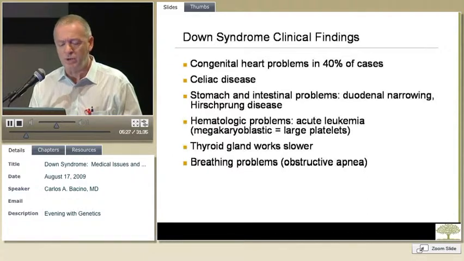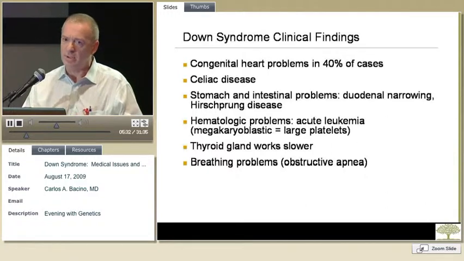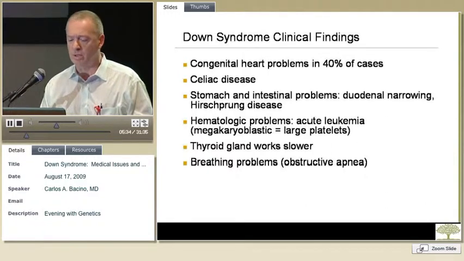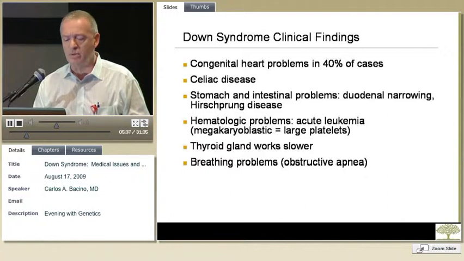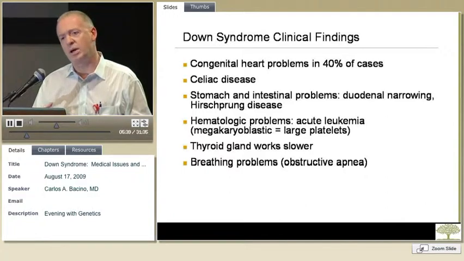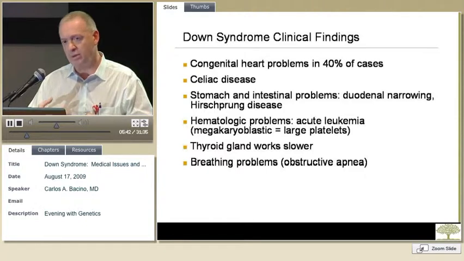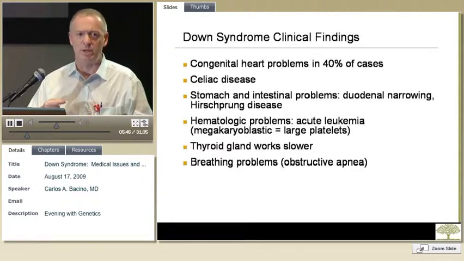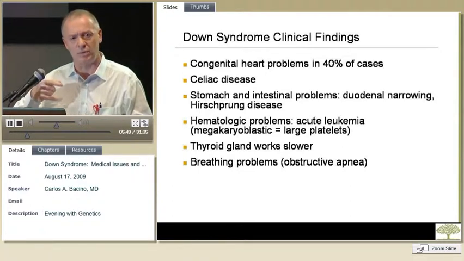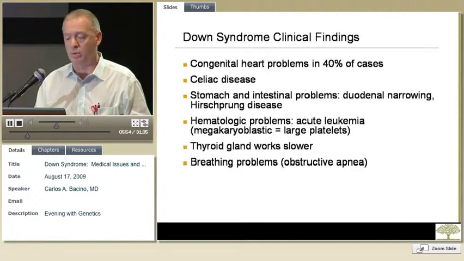But I'm going to spend a little bit of time talking about these three other topics, which are the intestinal problems, and in particular what is called celiac disease. You may also have some additional gastrointestinal problems. One that may happen at birth is the atresia of the duodenum, which is basically where the stomach comes out, and that may be a little bit narrow and may require surgery. Or sometimes you can have Hirschsprung's disease, which is a condition that causes very severe constipation.